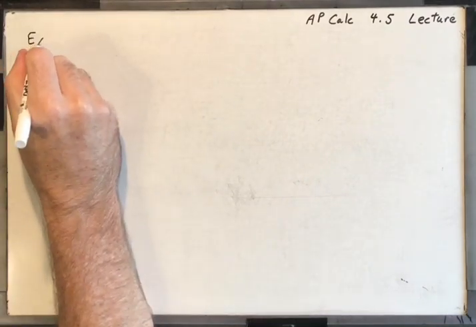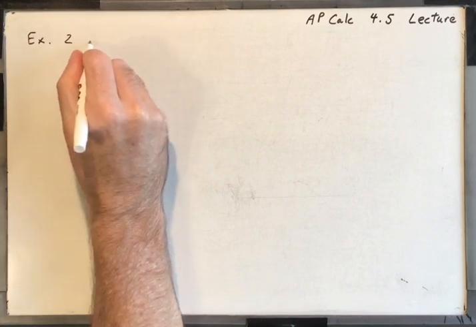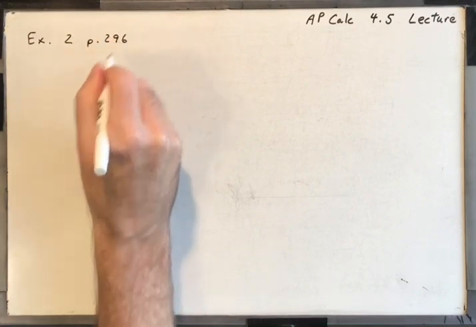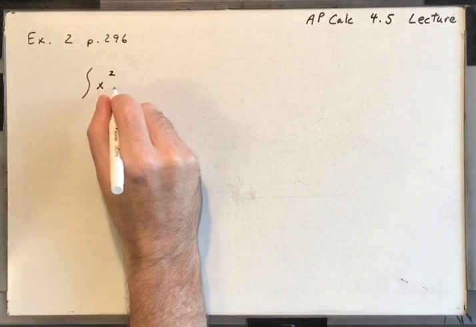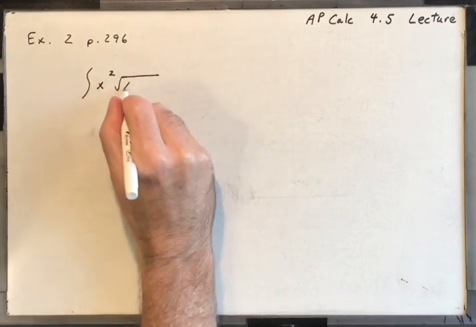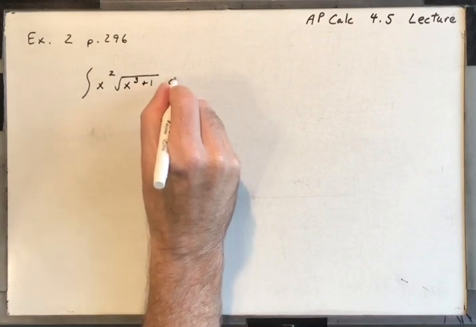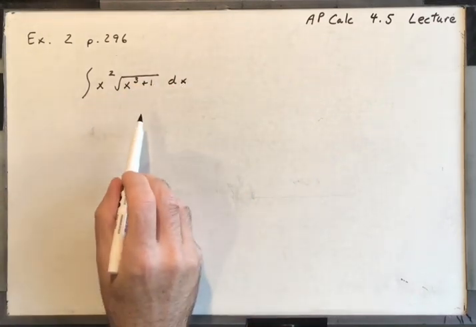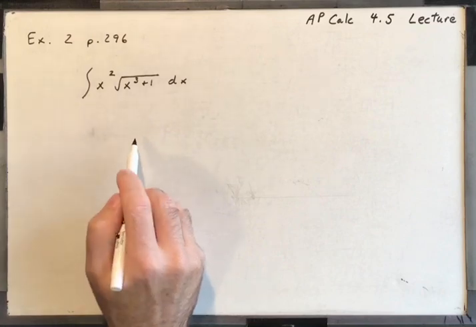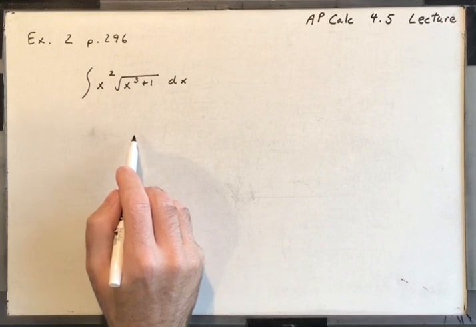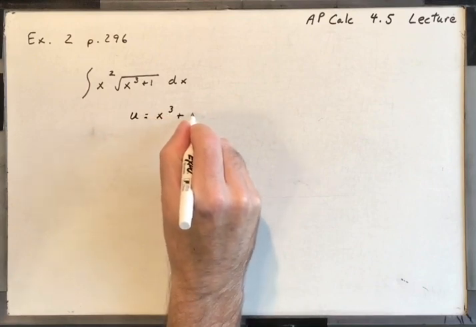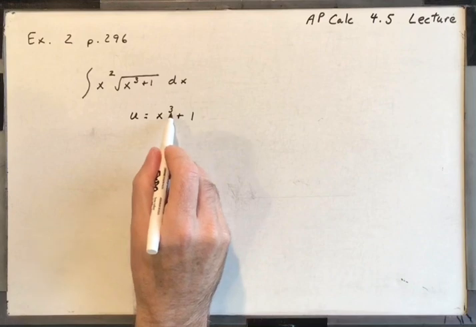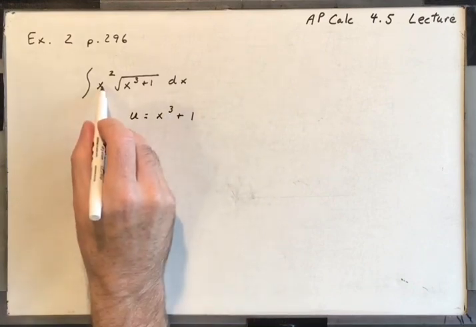All right, this example comes from the book. It's example 2 on page 296. It says evaluate the integral of x squared times the square root of x cubed plus 1 dx. All right, you tell me, what do you think u is? Pause the video, take a guess. What do you think u is? u is going to be x cubed plus 1, because if I take the derivative of that, it's 3x squared, which is almost x squared. It's just off by a constant.